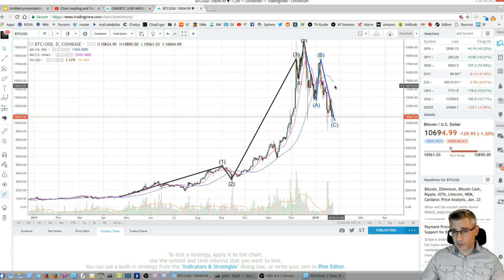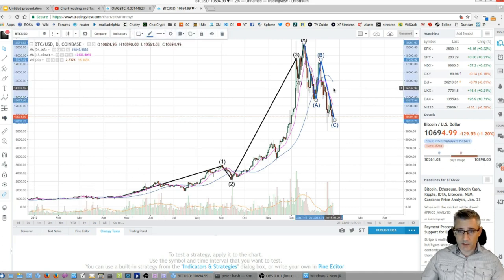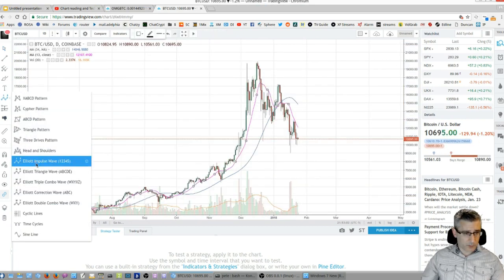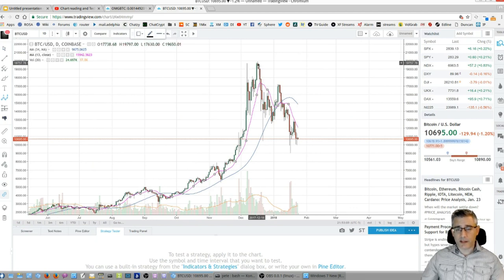Another scenario is, now keep in mind, two people can look at the same chart and see two completely different things. A lot of this is subjective. So what we could be seeing here is, I'm going to grab our impulse wave again.